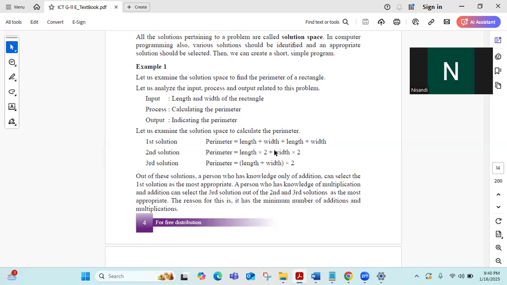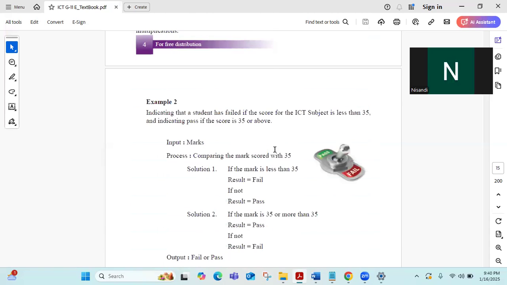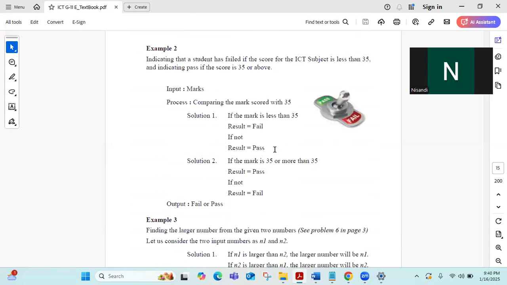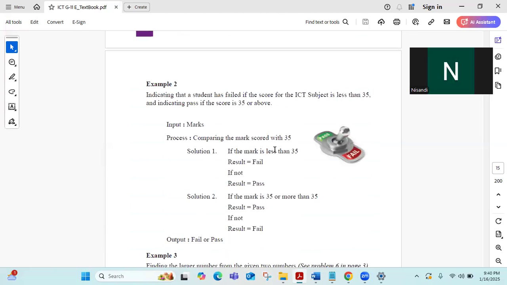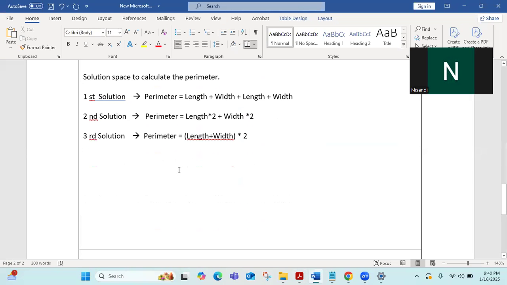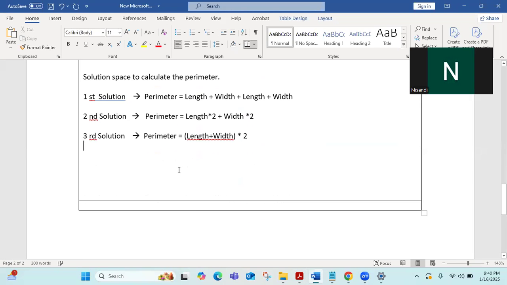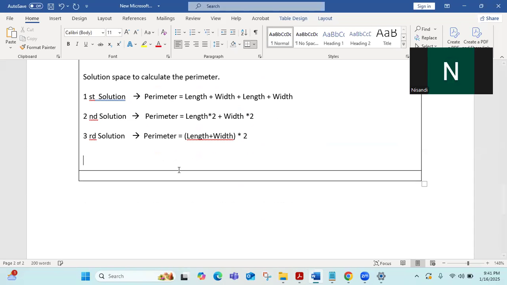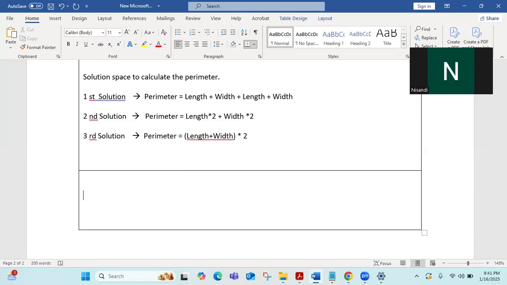So for a problem, there are many solutions. So we have to select the appropriate one. Right. So now we have another example. We'll discuss this example. Okay, example 2.